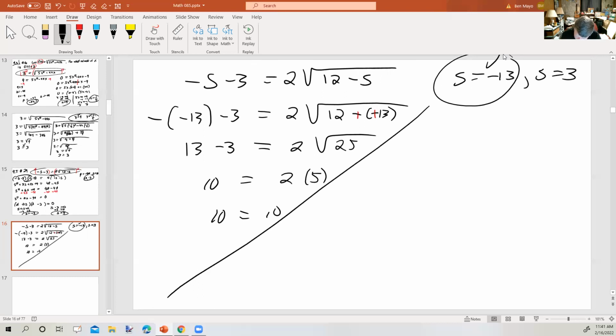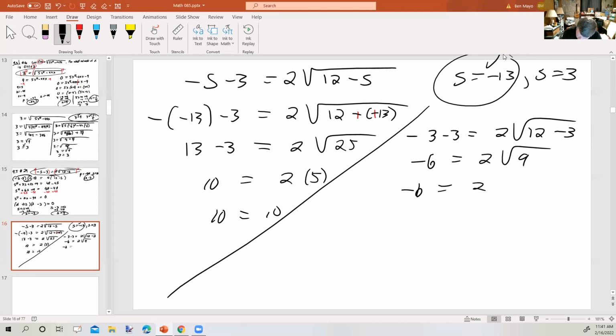Let's take s as 3. So we get negative 3 minus 3 equals 2 times the square root of 12 minus 3. Negative 6 equals 2 times the square root of 9. Negative 6 equals 2 times 3. Negative 6 equals 6. No, it doesn't. So it says now in the answer, the WebAssign, let me show you what it says here.